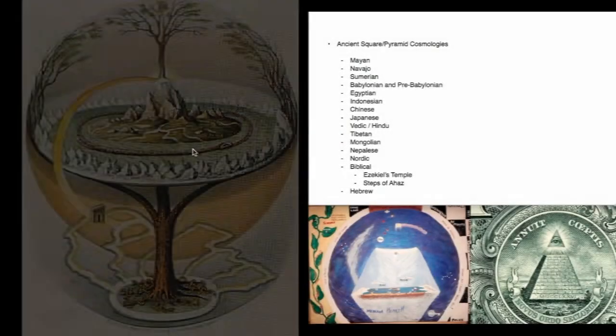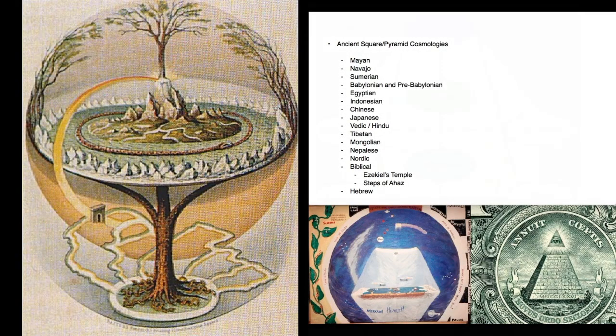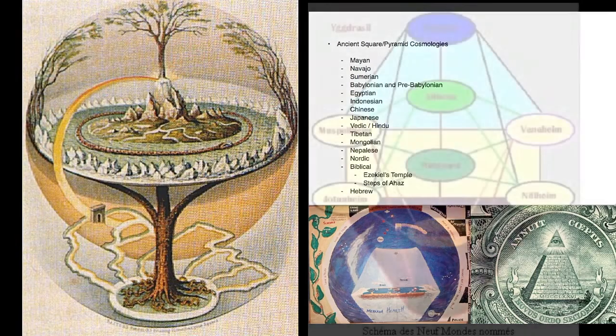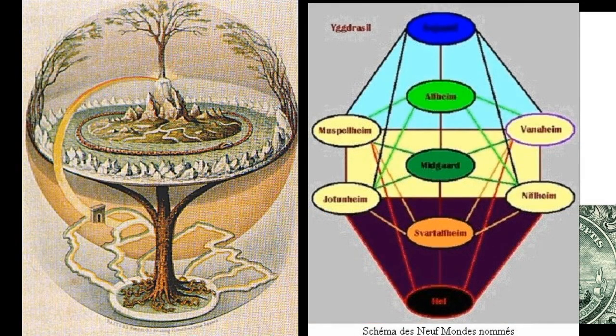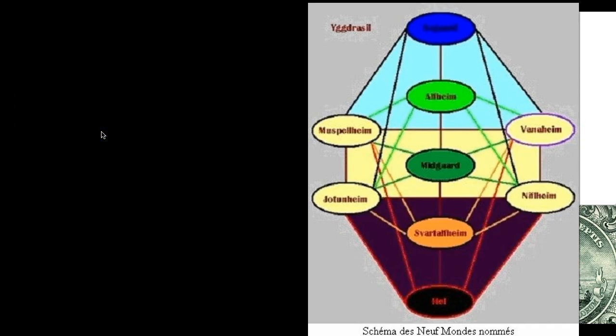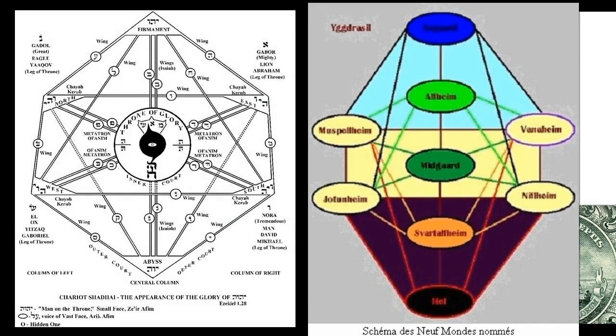Another model is the Nordic cosmology, Yggdrasil, which, although it shows a spherical model, a circle, you can see on the second image that it could be depicted as having four corners. This depiction is very similar to a biblical model of a throne with a firmament on top. That's two inverted pyramids.